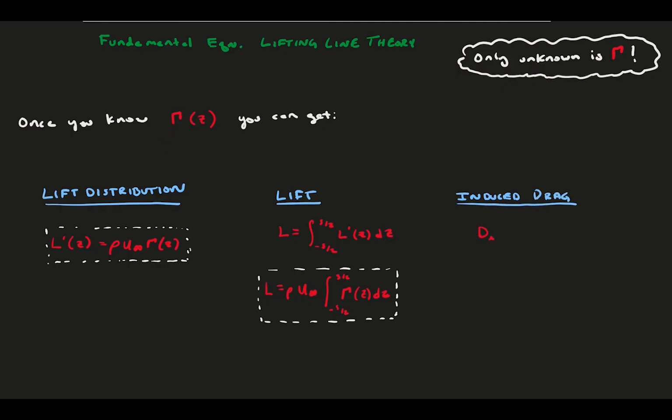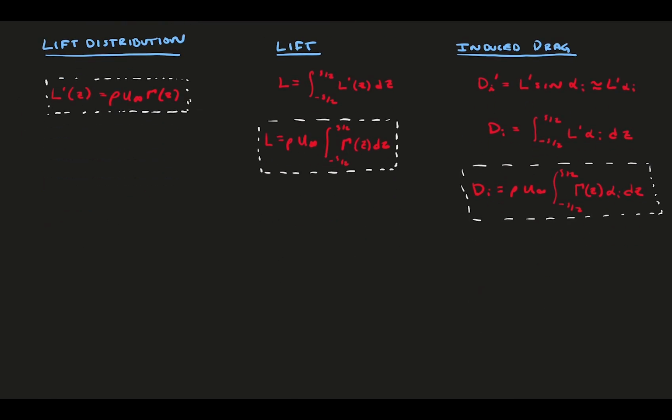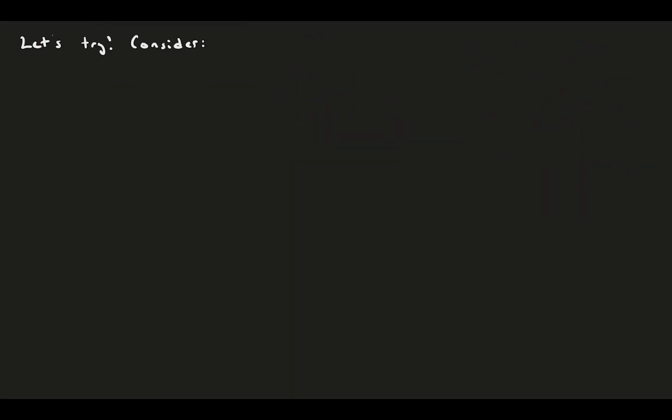We can integrate this lift distribution to get us the total lift on the wing as a function of gamma. And similarly, we can find the induced drag on the wing as a function of gamma and the induced angle of attack. These three properties are super important during flight because they describe the forces the foil feels due to these finite wing effects. Let's try this out and see how it works.